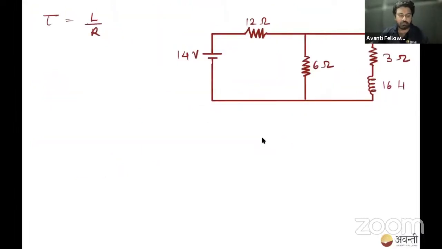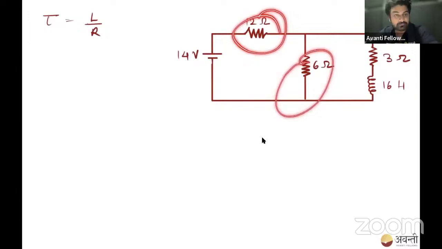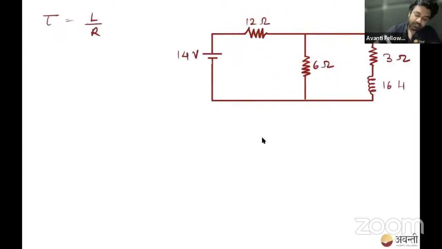Chalo. Now if I want to find the time constant, sometimes the time constant is also asked. The formula is L by R. But sir, the problem is how we will put the value of R. Which R should we put, this R or this R or this R? For tau, you have to put R equivalent across the inductor.